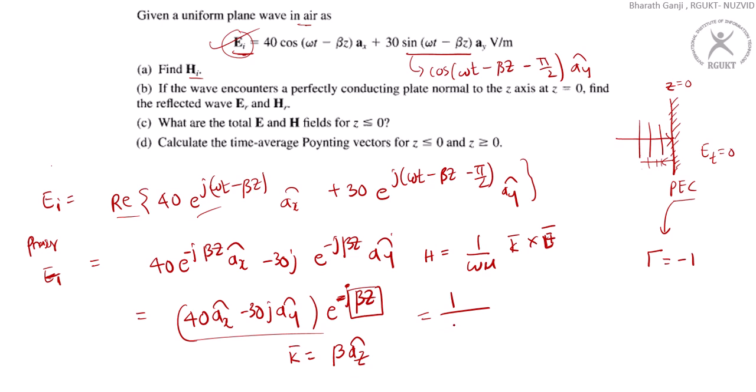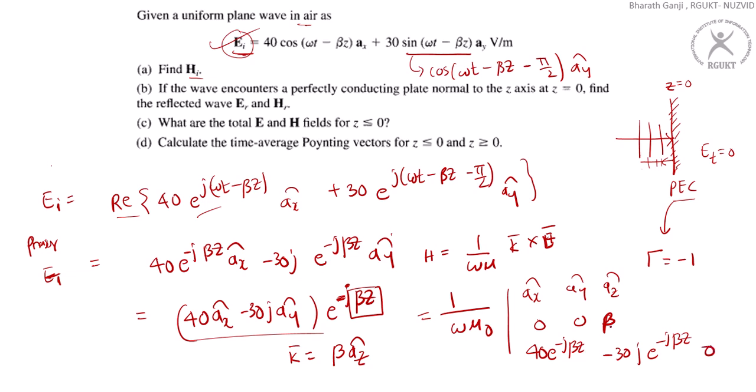So let us put it as omega itself, and you have mu naught because it's free space. To take the cross product, I have ax cap, ay cap and az cap. For the k bar vector there is only an x component, which is beta, whereas for the electric field I have an x component which is 40 times e power minus j beta z, a y component as minus 30j times e power minus j beta z, and the z component is 0. Let me expand it and write it like this.